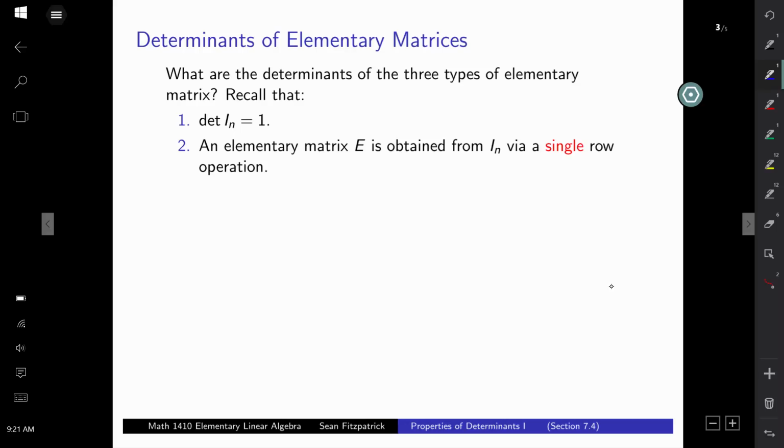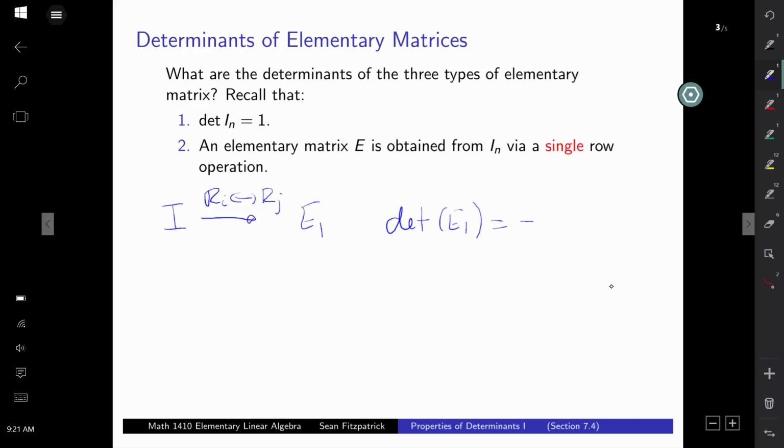Okay. Now, every elementary matrix is obtained from the identity via a single row operation, right? So if I do a row operation where I exchange two rows, okay, and I get down to some other elementary matrix, let's call this one E1, okay, then what is the determinant of E1?